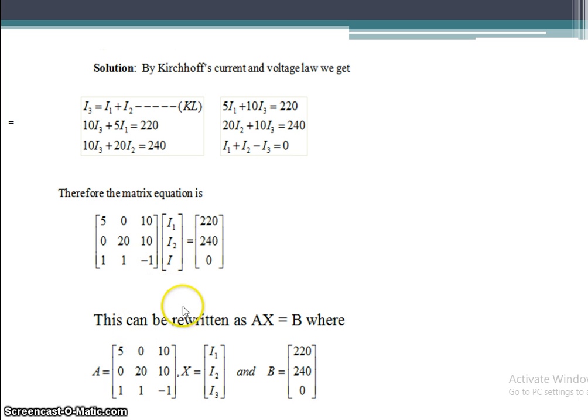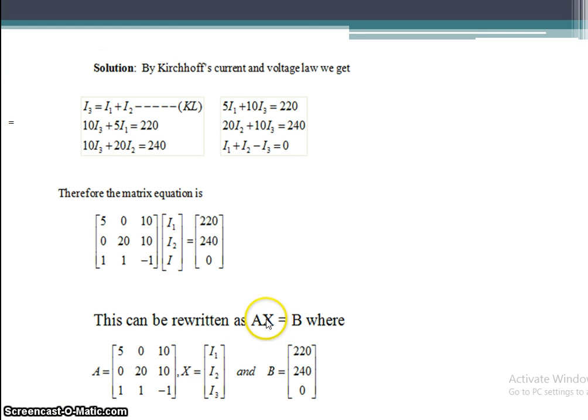Therefore we can rewrite this in terms of AX equal to B, where A is the matrix 5, 0, 10, 0, 20, 10, 1, 1, minus 1. Then X stands for I1, I2, I3, and B stands for 220, 240, 0. Comparing these two, we have to find the amplitude of the current, that is X. I want I1, I2, I3.